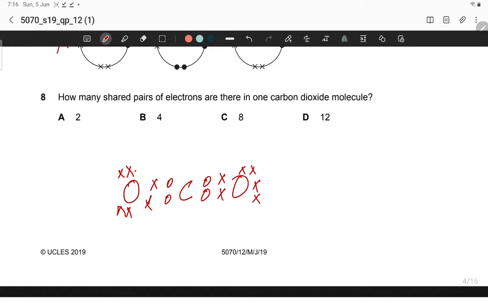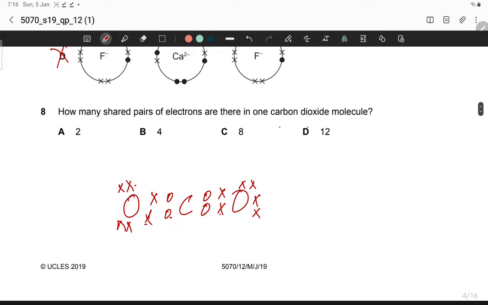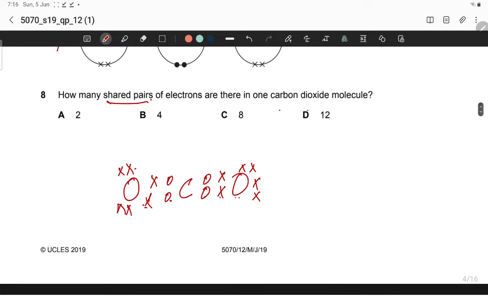This is oxygen. How many shared pairs of electrons are there in one carbon dioxide molecule? This is 1, 2, 3, 4, 5, 6, 7, 8. So the option is how many shared pairs of electrons. Two pairs of electrons are shared by this oxygen atom and two by this oxygen atom, so this is four pairs shared.